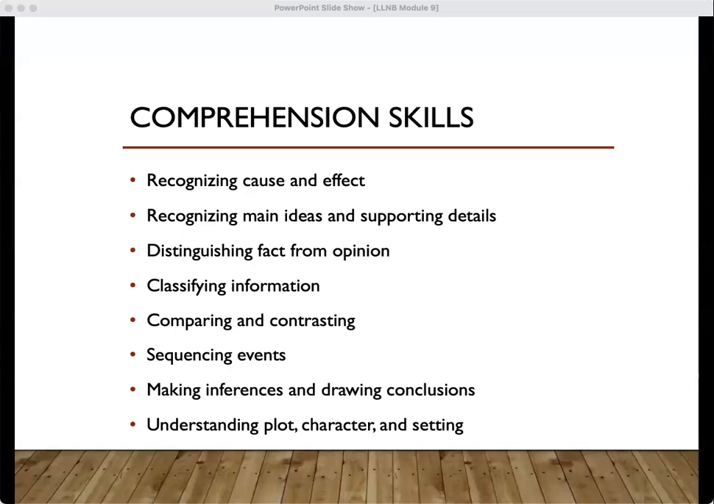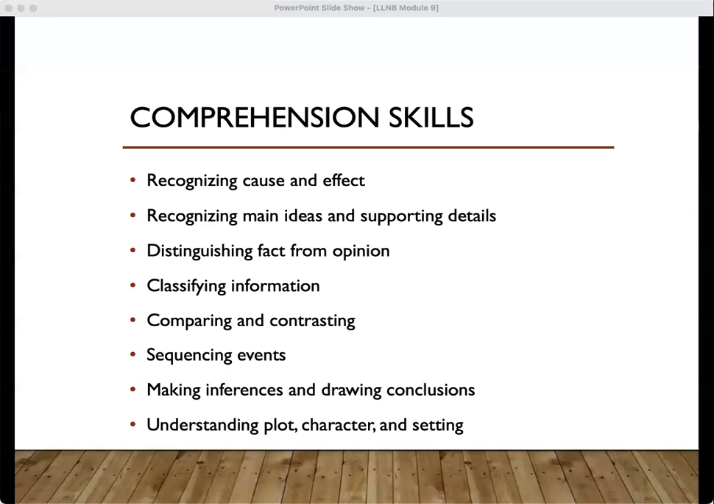Classifying information. Grouping or classifying the information in a text is an important comprehension strategy for remembering what you've read. Comparing and contrasting. Identifying important pieces of information about two or more items, then comparing and contrasting that information is a specific way of determining how items are alike and different. It's especially useful when you must evaluate or choose between two things.